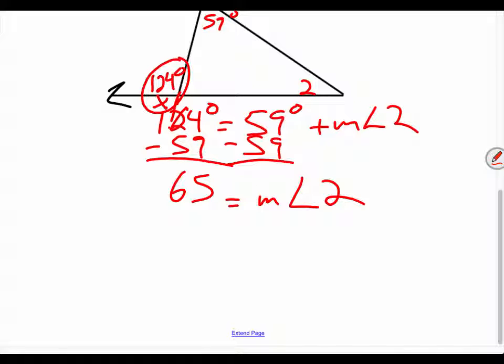So what would the equation be? That would just be x plus 124 equals 180, and you would just do it that way.